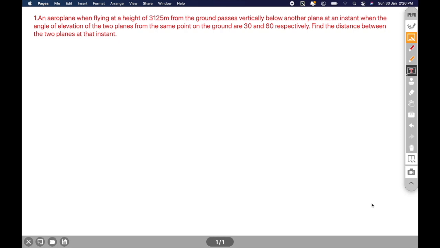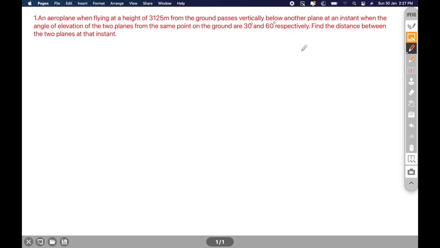an aeroplane flying at a height of 3,125 meters from the ground passes vertically below another plane at an instant when the angles of elevation of the two planes from the same point on the ground are 30 degrees and 60 degrees respectively. Find the distance between the two planes at that instant. Here you have to read the question and draw the diagram accordingly.